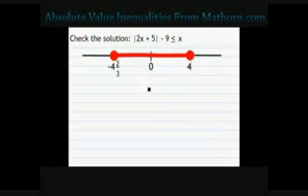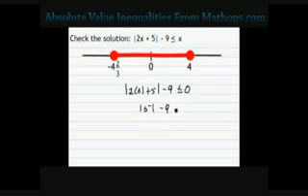Let's check it first. 0 falls within the shaded region. Replace x with 0. The absolute value of 2 times 0 plus 5, minus 9, is less than or equal to 0. The absolute value of 5 minus 9 is negative 4. Negative 4 is less than 0. It checks out.